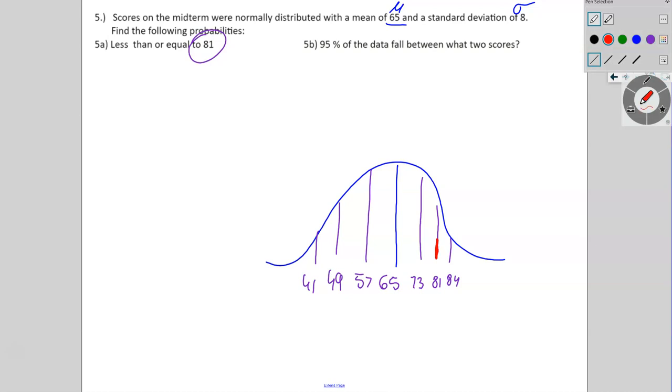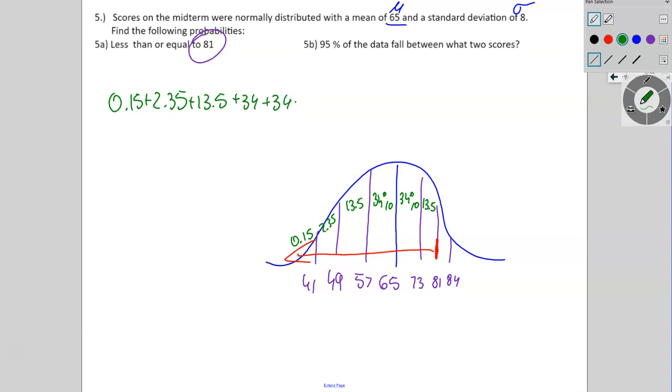Now it says it's less than or equal to 81. So all the numbers going this way. So again, just a reminder, this is 34%, 34%, 13.5, 13.5, 2.35, and 0.15. So I'm going to add all these numbers together to see what percentage I got. So I'm adding all of that because that is what I'm looking for here, okay? So you should have gotten 97.5%.